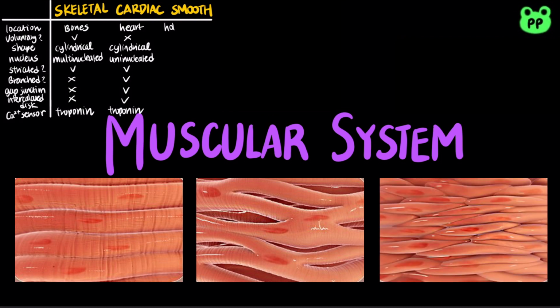Smooth muscle is mainly found in the walls of hollow organs and is involuntary. Smooth muscle is comprised of spindle-shaped uninucleated cells that are non-striated nor branched. They contain gap junctions but no intercalated disc, and their calcium sensor is calmodulin.